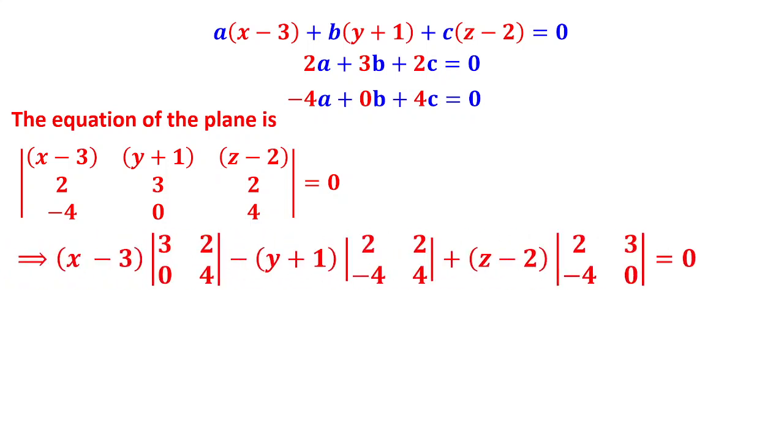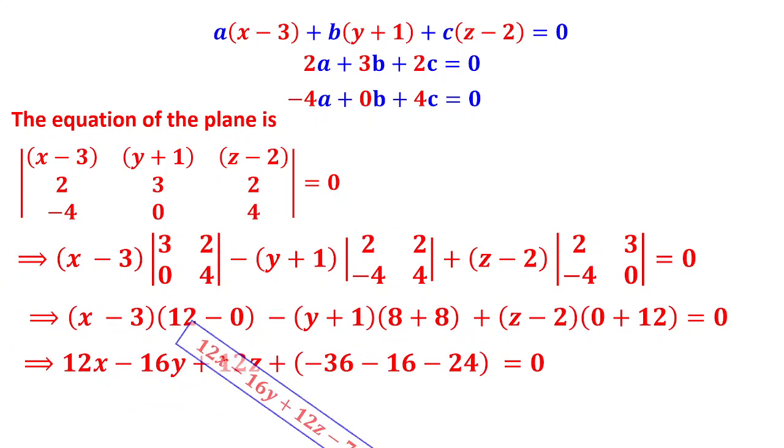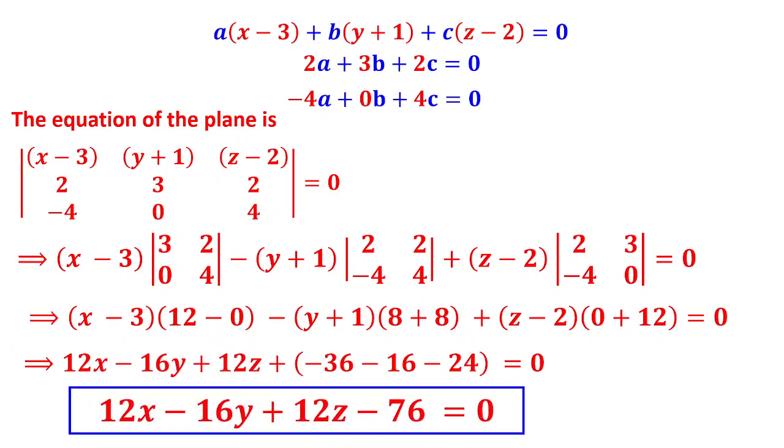Now expand it. (x minus 3) into a 2 cross 2, minus (y plus 1) into a 2 cross 2, plus (z minus 2) into a 2 cross 2 is equal to 0. Now I am expanding it. (x minus 3) into (12 minus 0), minus (y plus 1) into (8 plus 8), plus (z minus 2) into (0 plus 2), and I got the final answer as 12x minus 16y plus 12z minus 76 is equal to 0. Now this is the equation of the plane.